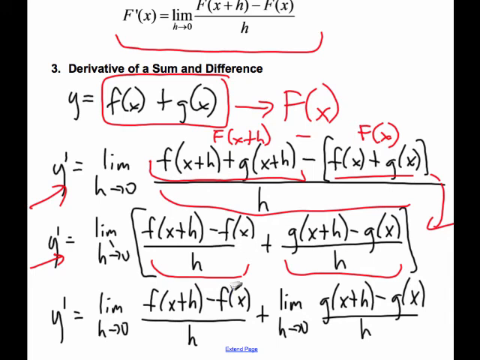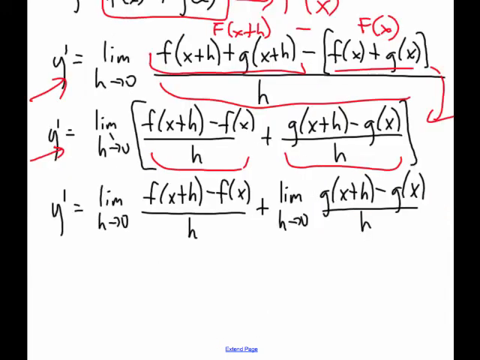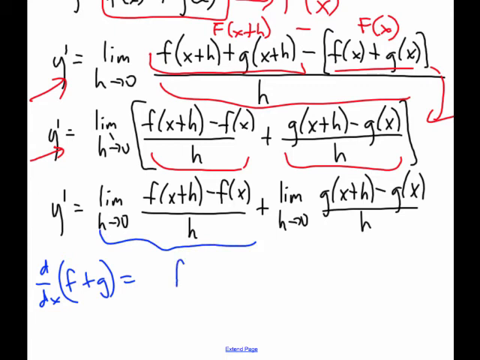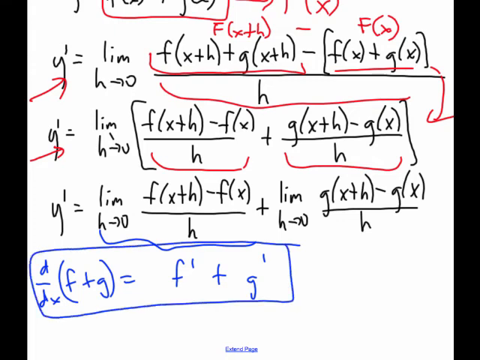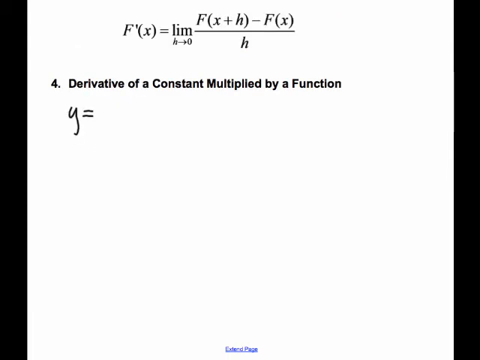The limit of a sum we know is the sum of the limits. So the derivative of f plus g I can see is coming down to the derivative of f plus the derivative of g. The derivative of a sum is the sum of the two derivatives. And in fact, the same is true for subtraction. Okay, so I could just add that on.